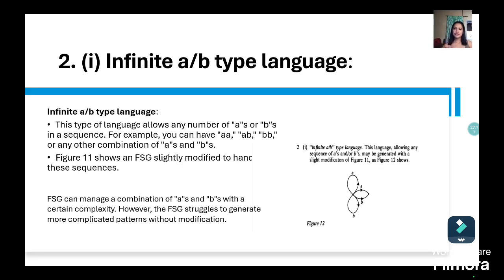Next is the infinite AB type language. This type of language allows any number of A's or B's in a sequence. For example, you can have 2A, AB, BB, or any other combination of A's and B's. Figure 11 shows a finite state grammar slightly modified to handle the sequence. Finite state grammar can manage a combination of A's and B's with a certain complexity. However, it struggles to generate more complicated patterns without modification.